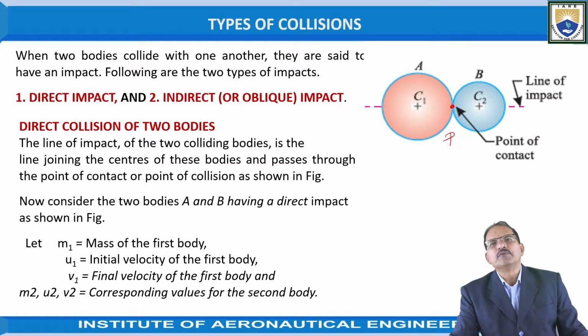In direct collision of two bodies, the line of impact of two colliding bodies is the line joining the centers of these two bodies and passes through the point of contact or point of collision, as shown in the figure.